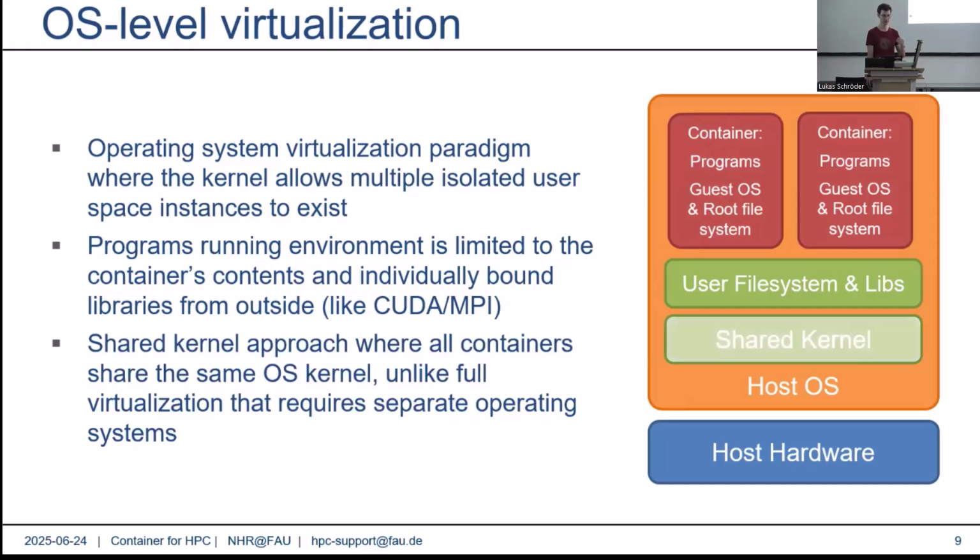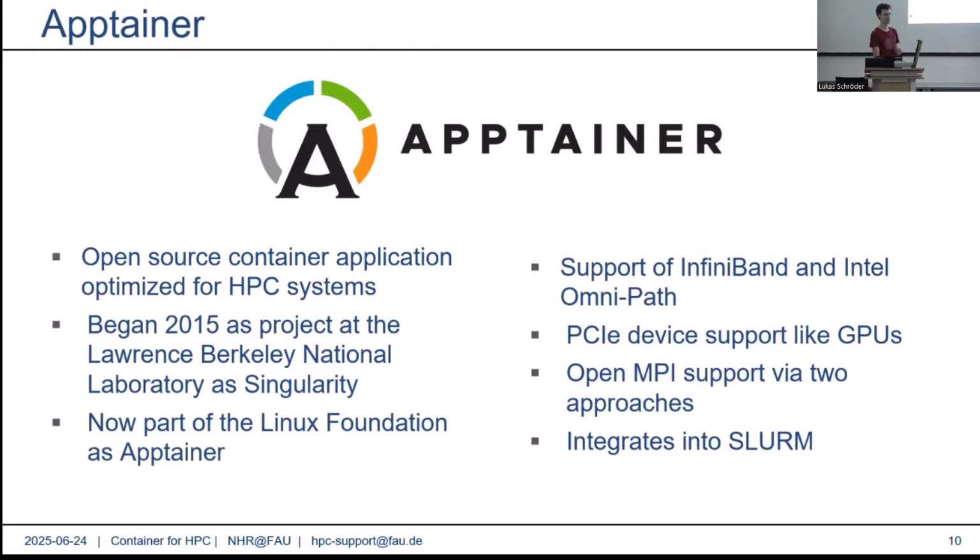And then the difference, as already said, is this shared kernel. So they still use the kernel that is installed on the OS. The container system used here on the systems is Apptainer. It's an open source container application, and it's optimized for HPC systems. The development began in 2015 as a project at the Lawrence Berkeley National Laboratory, named Singularity. Today, it's part of the Linux Foundation, and its name is Apptainer.